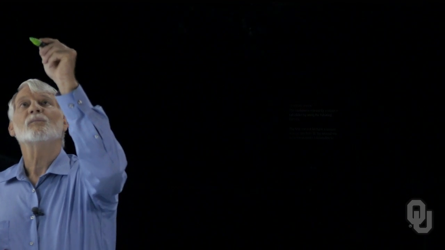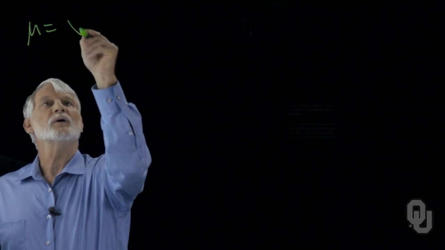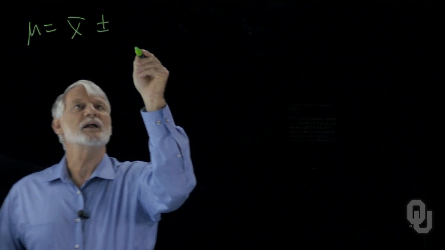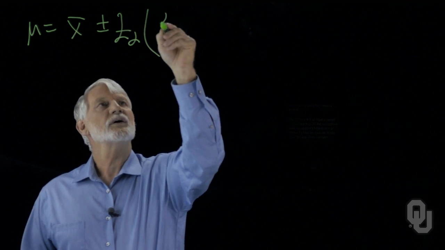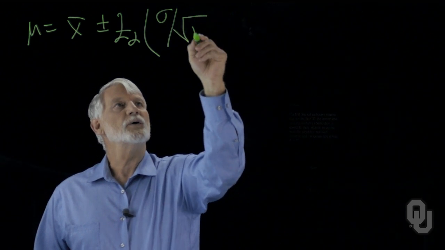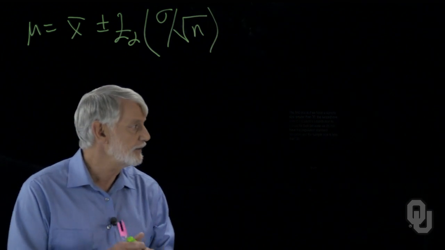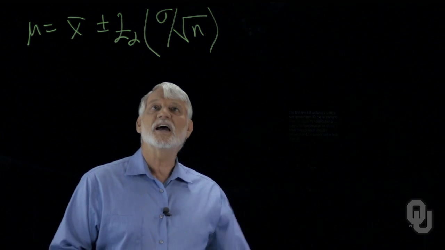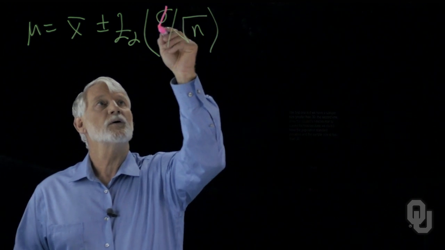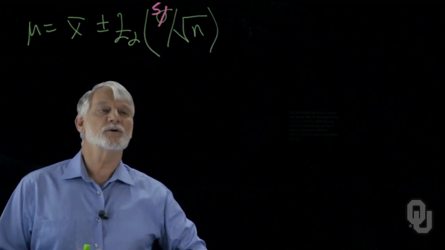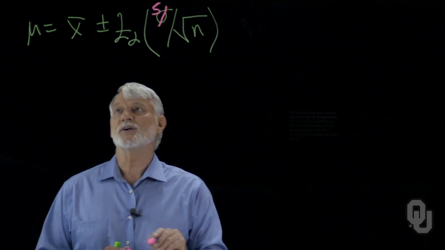To quickly review, the confidence interval for a mean is calculated by using the following formula. Mu is equal to x bar plus or minus z alpha times sigma over the square root of n. Now, in this case here, I've put in sigma. Of course, we won't actually use sigma. We will use s over square root of n.